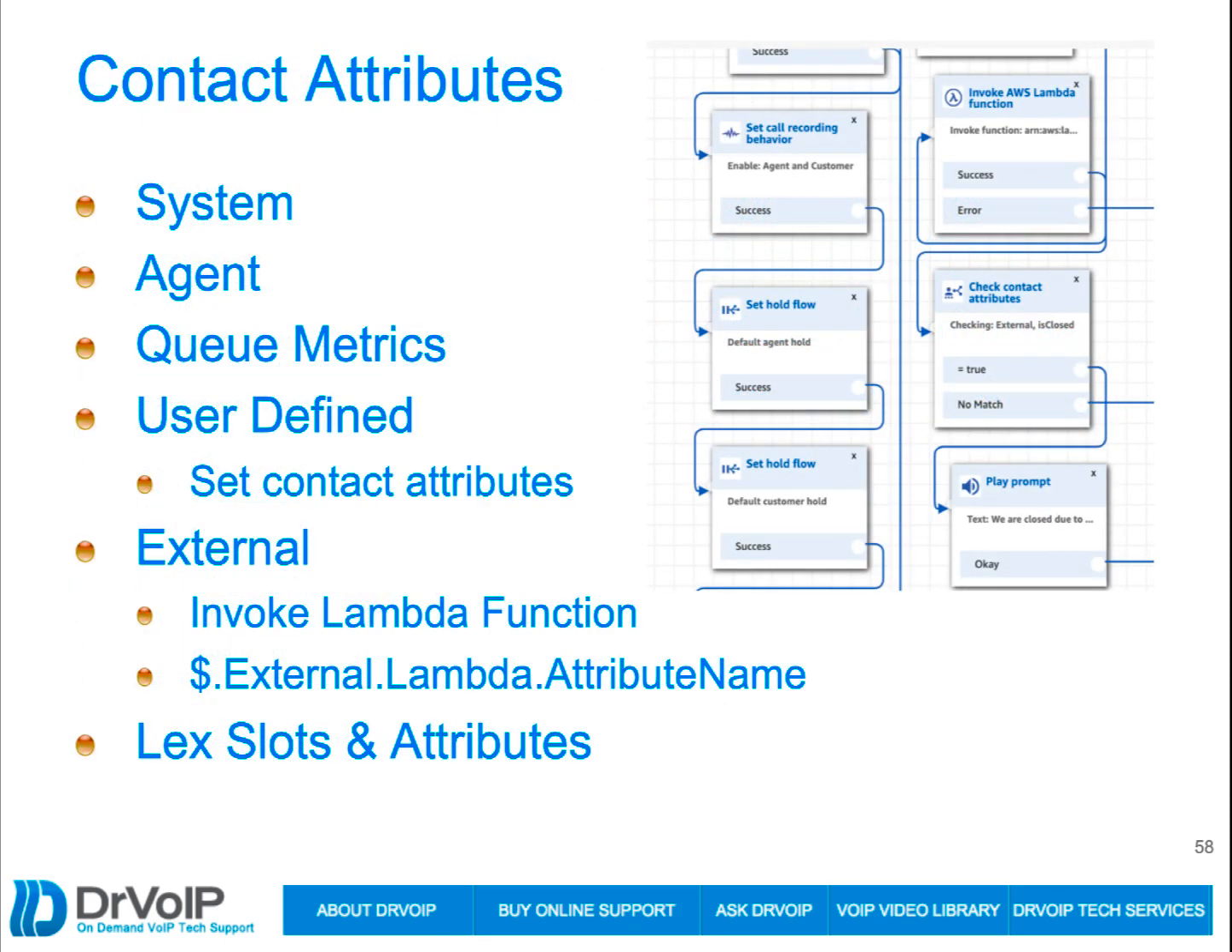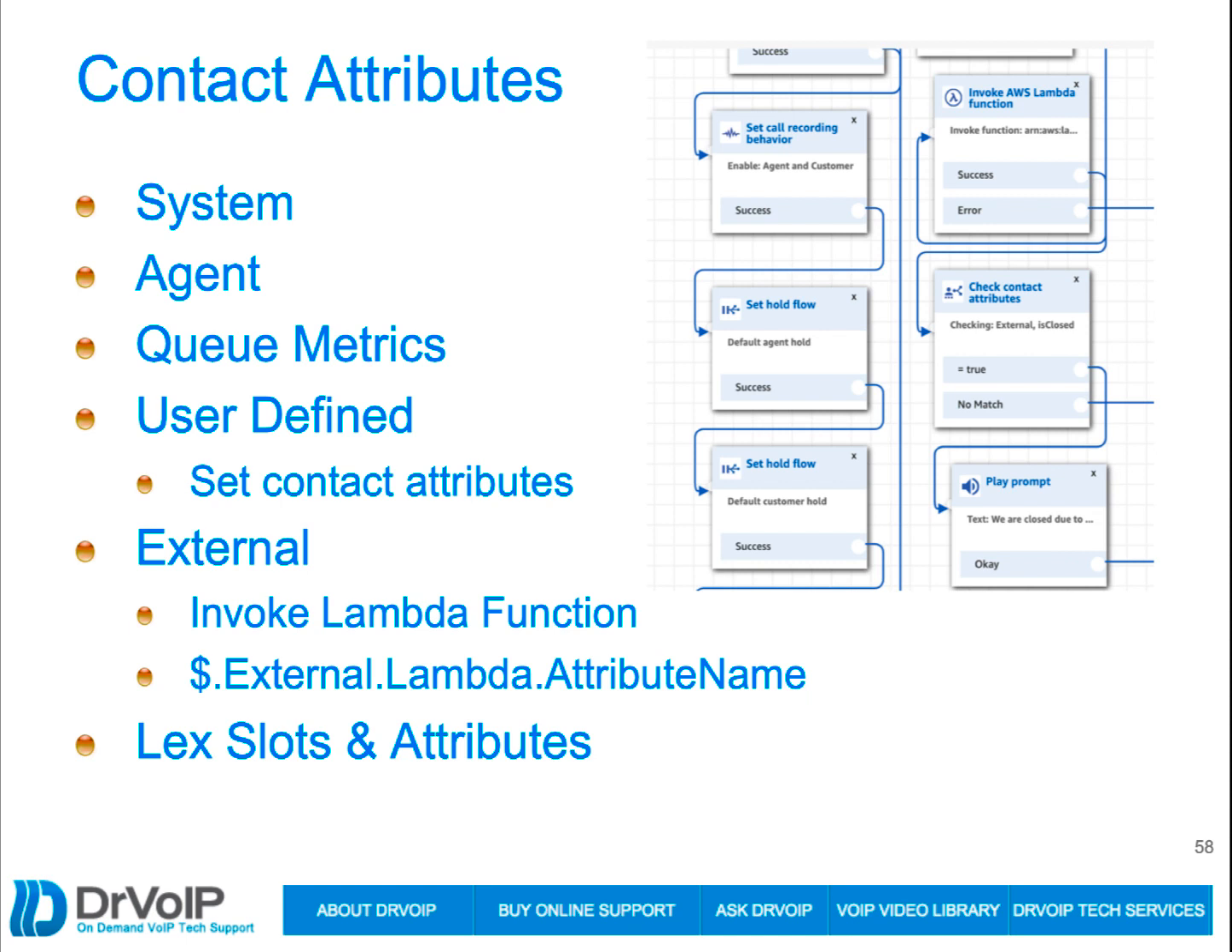Contact attributes themselves are of a specific type. So you can see here that we have a check contact attribute. And when you open that puppy up, you'll find that there are different attributes. For example, there's a system attribute. System attributes are attributes defined by the system. You can't change them, but you can access them. There are agent attributes, queue metric attributes, and of course, user defined.